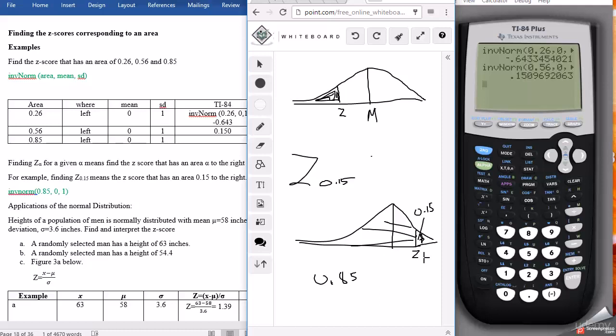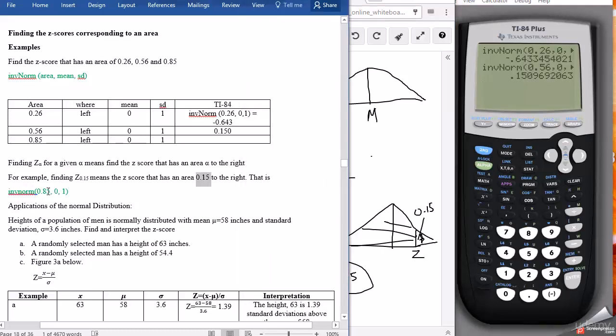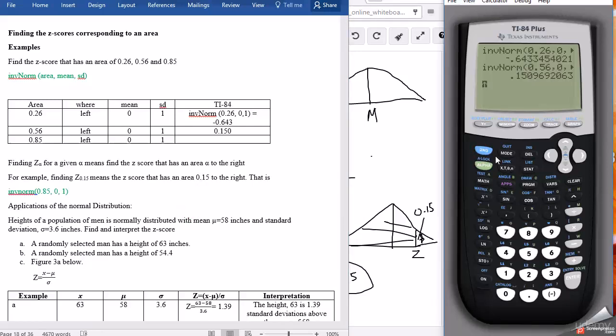To find the z-score, we're going to do what we did before, except that we're going to use 0.85 this time, because it is the area to the left of the z-score, and that is what we always use, the area to the left of the z-score. So we are going to use invNorm with 0.85, 0, 1 to find that z-score. We do the same thing: 2nd VARS, number 3, and this is 0.85.